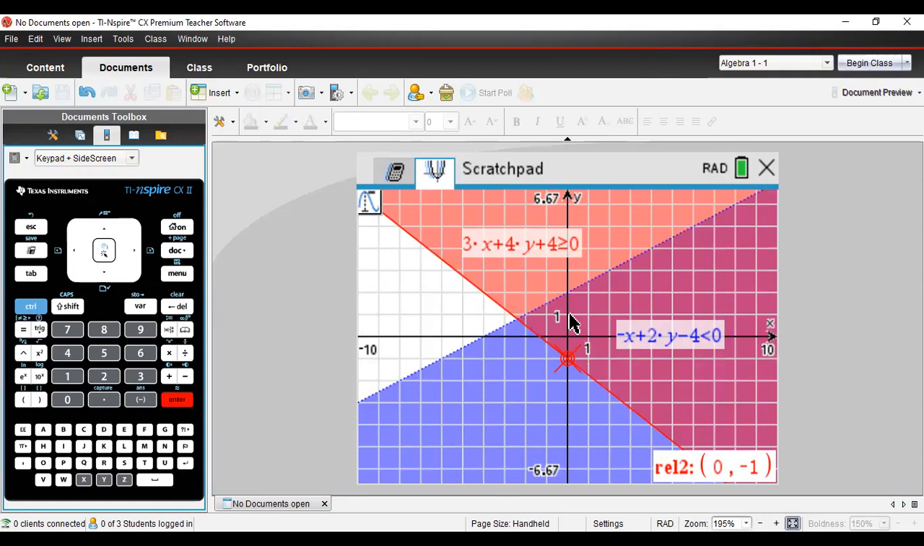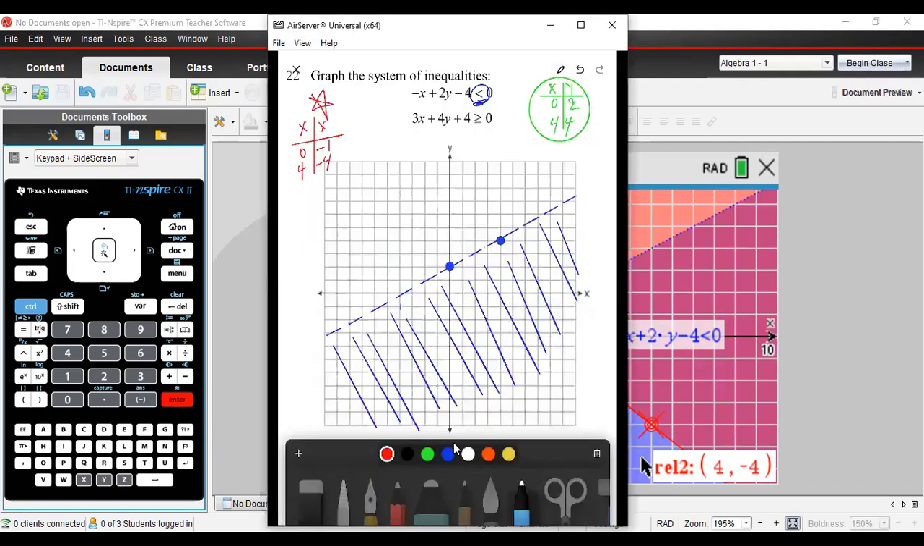Let's see, right here. So if I go 1, 2, 3, 4, I'm going to enter. The input is 4, and it tells me that the output is going to be -4. So 4 and -4. Now that I've got 2 points, I can graph this. One of them is 0, -1. It's going to be right there. And then I'm going to go 1, 2, 3, 4 to the right, 1, 2, 3, 4 down.